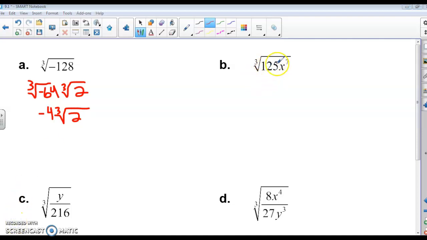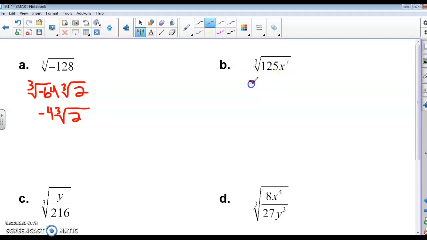All right, for B here, 125 actually is a perfect cube, right? But now we have a variable. We have x to the 7th. So remember yesterday we had a square root, and when we were doing square root, we divided by 2. Now we're doing cube root, so we're dividing by 3. Since this is x to the 7th, 7 is not divisible by 3. So how many do I have to take away to make 7 into a number that's divisible by 3? Well, if I take 1 away, I'll have x to the 6th. So that's divisible by 3.